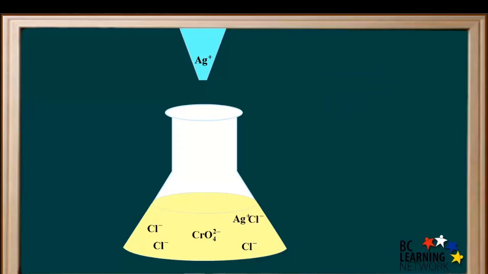This forms the precipitate silver chloride. Because silver chloride is white, the solution turns to a milky yellow color. As silver ions are added, some will temporarily bond to the chromate ions.